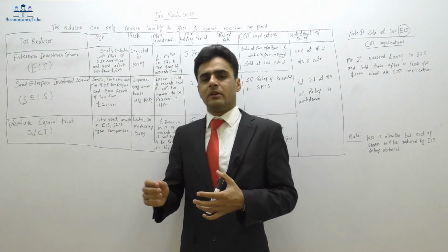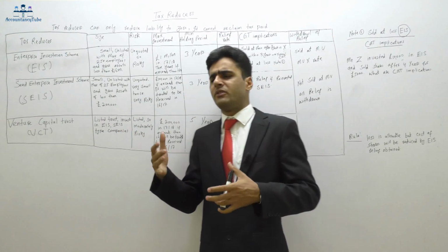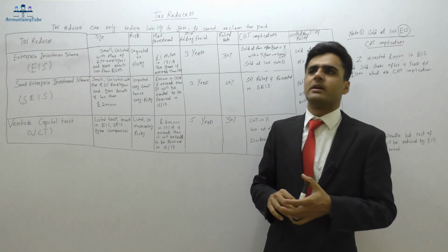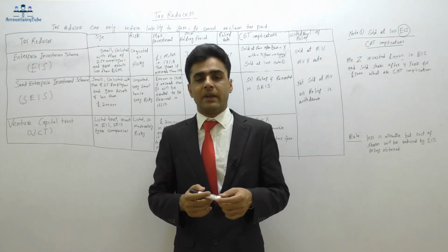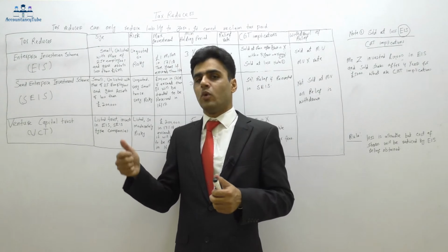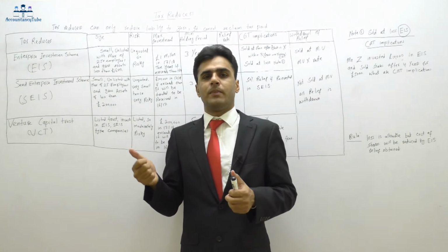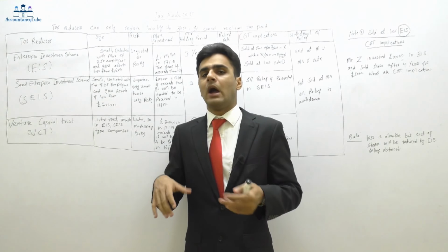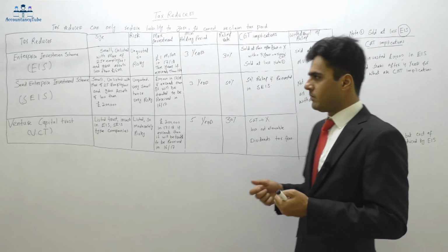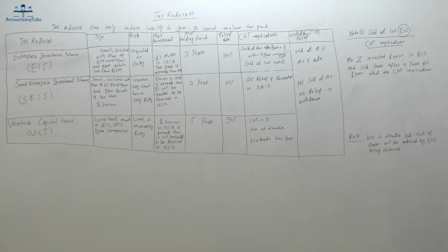We will see the complicated stuff when we move to capital gains tax, but assume, for example, I had a piece of land and I sold that piece of land for £100,000. I bought it for £50,000. How much is the gain? £50,000. So that is basically capital gains tax.